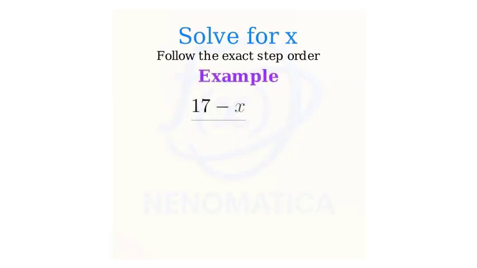In this example, we will solve exactly step by step, matching the structure shown. We start from the equation, open parenthesis 17 minus x close parenthesis, over 20 equals 3 over 5. Example. Step 1. Write the starting equation. Open parenthesis 17 minus x close parenthesis, over 20 equals 3 over 5.